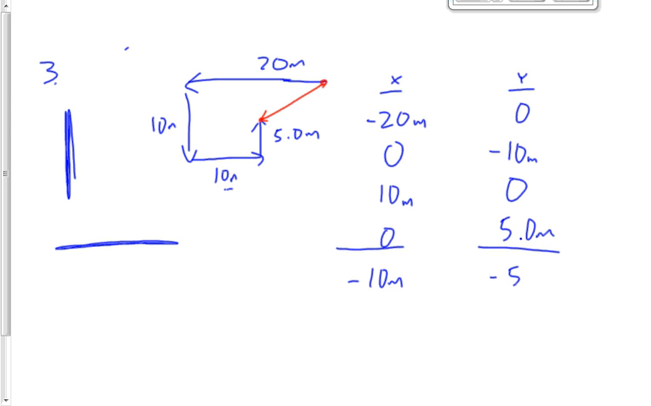Now we're going to redraw it because remember the goal. We said the goal, the very first time we did this, is to always have a right angle triangle vector diagram. We didn't have that, but now we can get it. So let's redraw what we just found. We got 10 meters to the left. We have 5 meters down. And my resultant vector goes from start to finish.